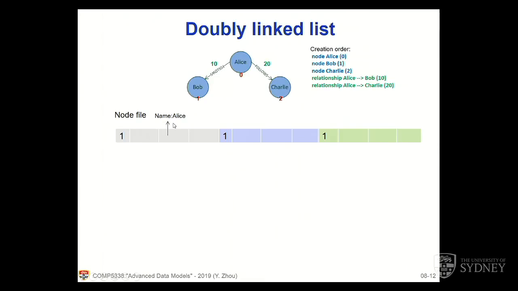So we have a property here. We need to put the actual property name in the property file, and then we get the ID, and then we add the ID here, pointing to this name, Alice. And this is of person label, so we need to create the label and put it in the label file, and then we get an ID, and we put the ID here. Similarly, for all these 3, we do the same thing.